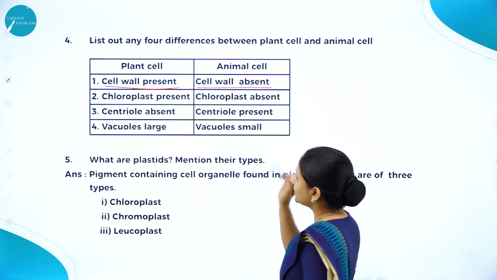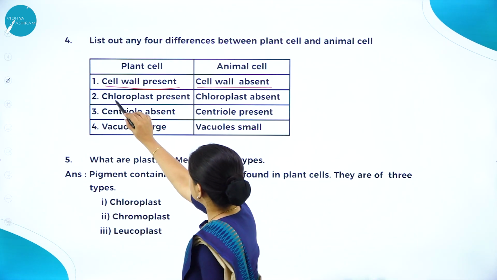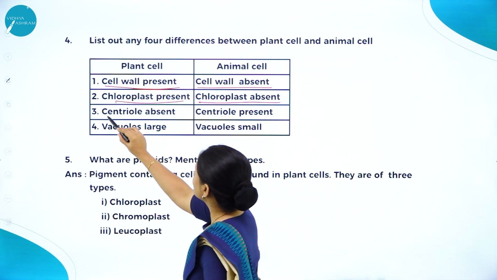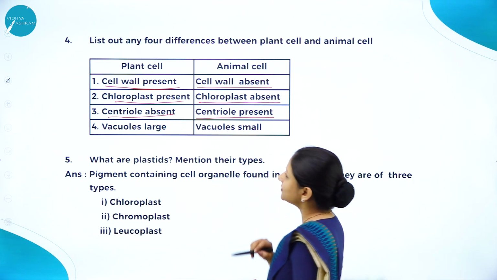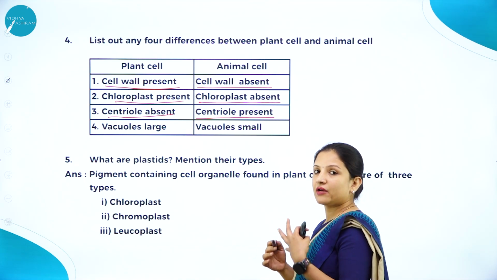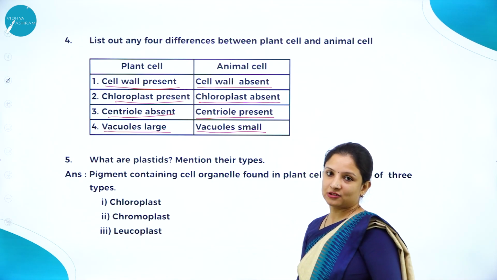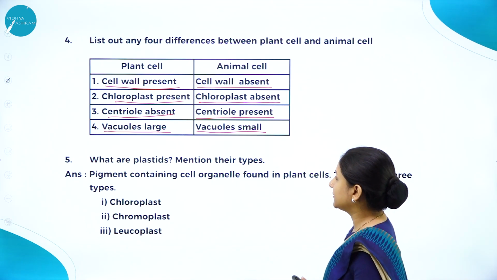Animal cell wall is absent. Plant cell, chloroplast is present. Animal cell, chloroplast is absent. Plant cell, centriole is absent. Animal cell, centriole is present. In plant cell, they have a large central vacuole. Here, the vacuoles are quite small and many in number in animal cell.